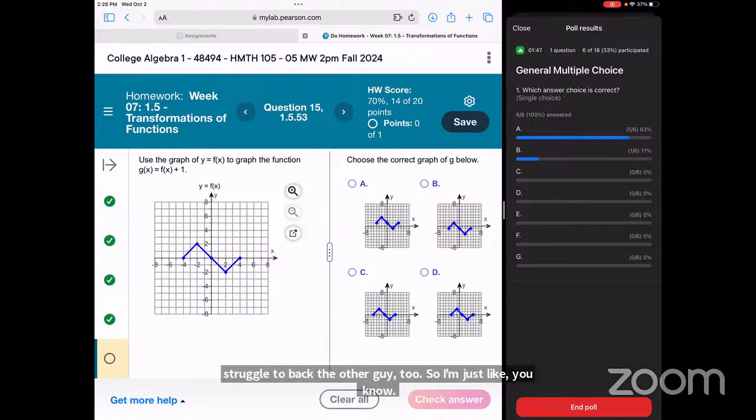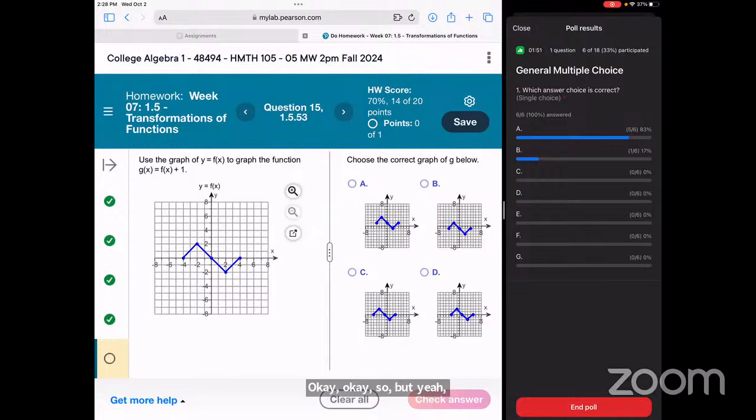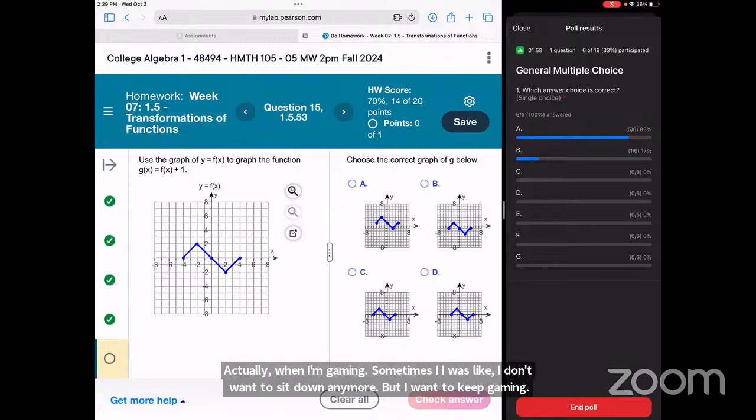Okay. But yeah, I got the idea to stand up from gaming, actually. When I'm gaming, sometimes I'm like, I don't want to sit down anymore, but I want to keep gaming. So I set up a little tower, stand up, and game for a little bit.